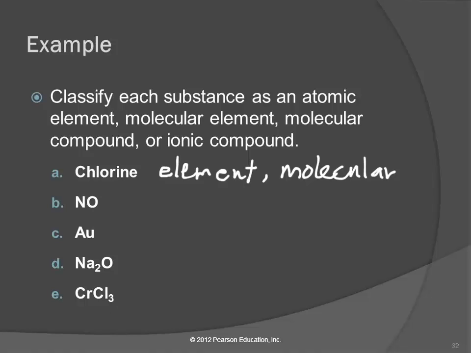How about NO? Element or compound? Compound. It's got 2 capital letters, so it's a compound. Is it ionic? Well, how do you tell? Does it have a metal in it? Is nitrogen a metal? No. Is oxygen a metal? No. So this is a molecular compound.